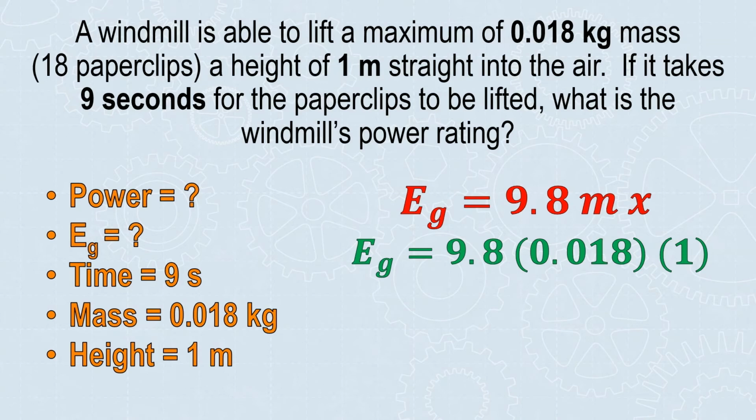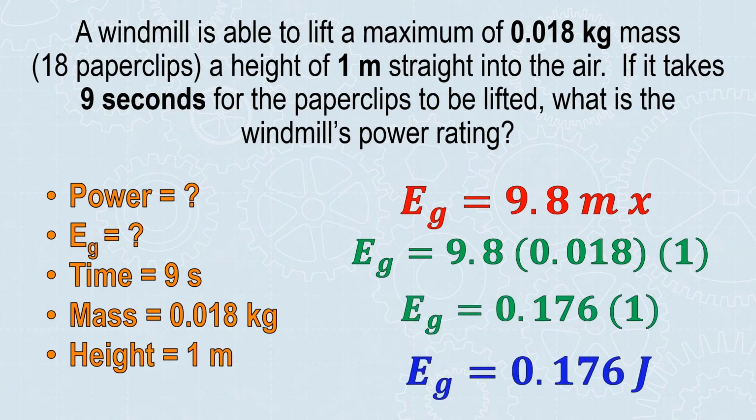Now I'm just going to multiply everything together because it's order of operations. So it took about 0.176 joules of energy to lift those paperclips up. That means that if the paperclips fell, they would start with a potential energy of 0.176 joules.